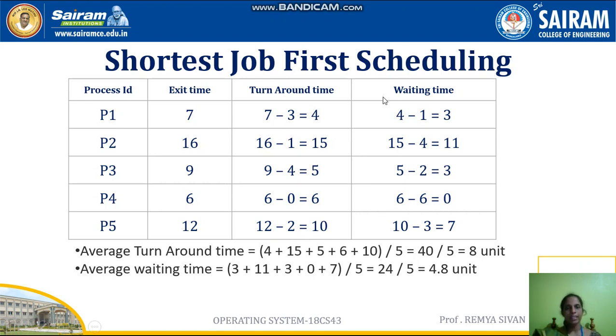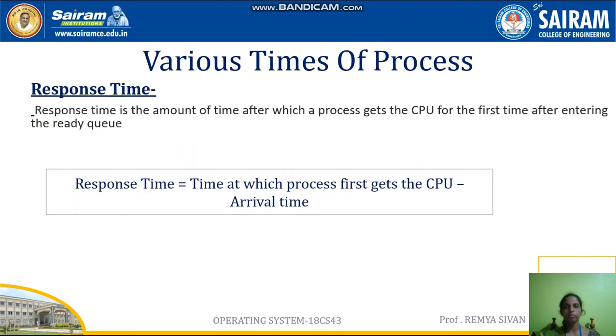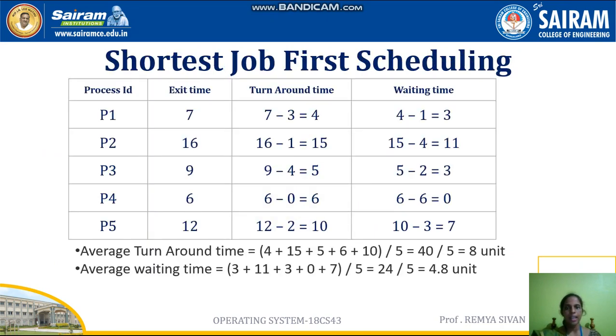Waiting time, we have seen the equation. Waiting time is turnaround time minus burst time. So here the turnaround time of P1 is 4 and burst time is 1. So 4 minus 1 is 3.